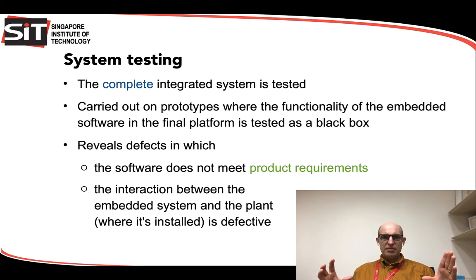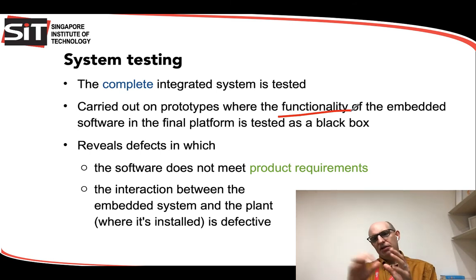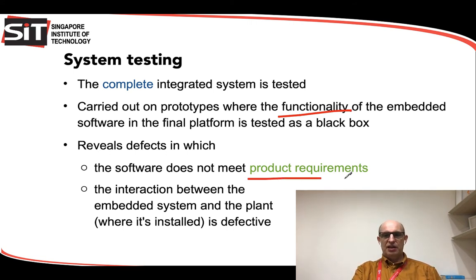As we go one level higher, to system testing, we really tend to use more black box methods. What's becoming more important now is the functionality. Previously we were looking at how something ran, how the code operated. Now we're really emphasizing, does the code do what it needs to do? That's why we tend to find defects here where the software doesn't meet the product requirements.